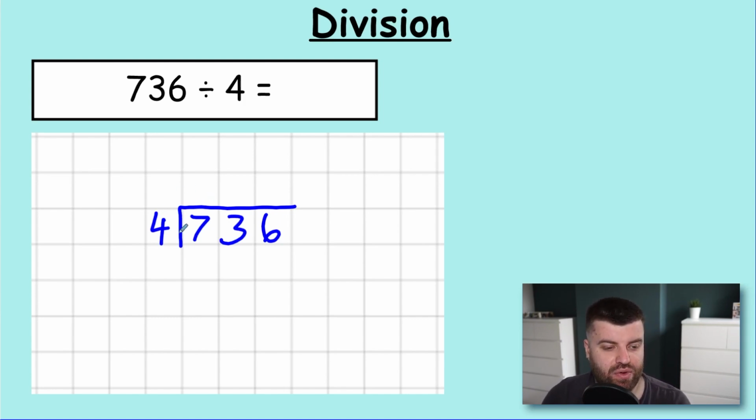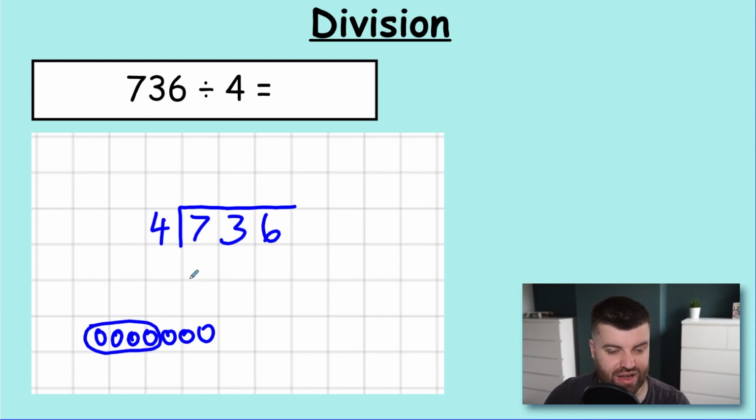So how many groups of 4 can we fit into 7? And if we wanted to do this in school, I'd probably be getting counters out, and I'd get 7 counters, and I'd be saying, cool, how many whole groups of 4 can I make? I can make 1, and now I've got 3 left over, so I can't make a second group of 4. So this number at the top is how many groups of this can I make?